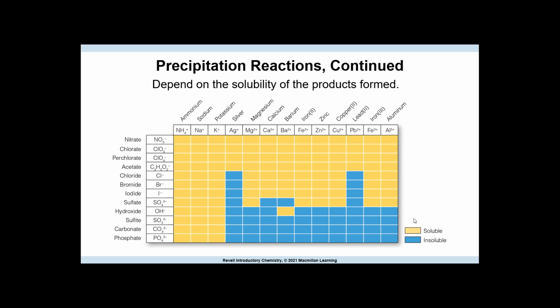Precipitation reactions depend on the solubility of the products formed. If two ions can combine to produce a product that is insoluble in water, a precipitation reaction will take place. This chart from chapter 6 shows the solubility of many ionic compounds. As you can see, blue is insoluble and yellow is soluble. So you can go through and find what you need and then go across to what the metal is, and you'll see if it is soluble or insoluble.